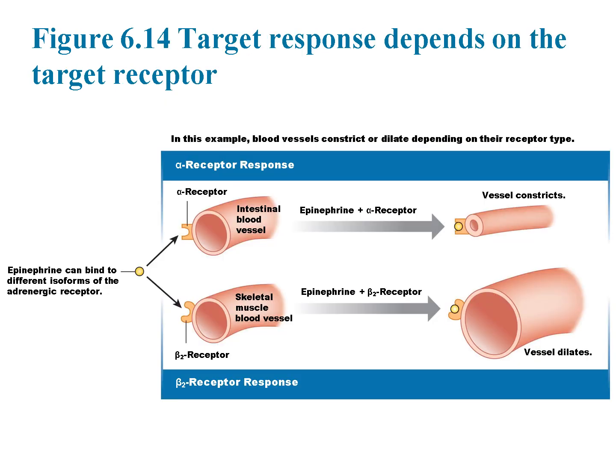This figure demonstrates an important concept in physiology. The same signal molecule can produce different responses depending on the receptor subtype it binds to. In this example, the focus is on epinephrine and its effects on blood vessels. Epinephrine can bind to different isoforms of adrenergic receptors, including alpha receptors and beta-2 receptors. When epinephrine binds to an alpha receptor on an intestinal blood vessel, the vessel constricts.